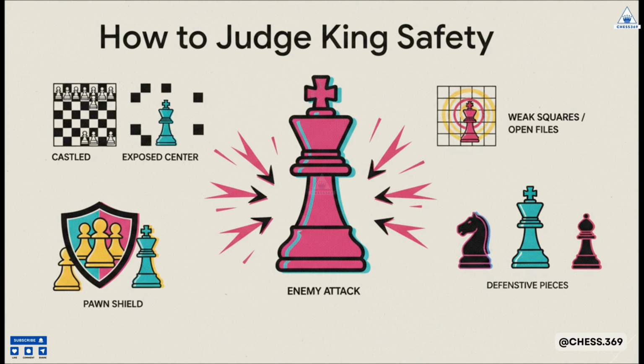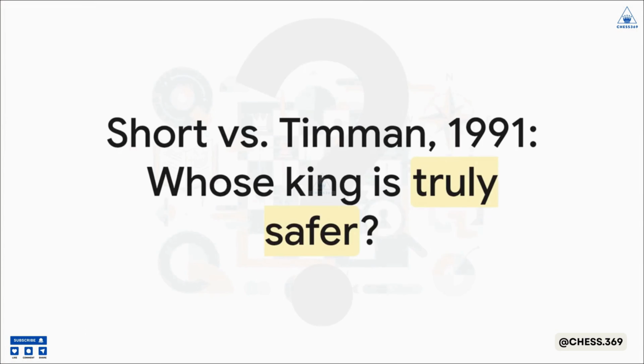If your king is the one in danger, you should be trying to trade pieces. If your opponent's king is the one in trouble, you want to keep as many of your attackers on the board as you possibly can. Let's look at an all-time classic example to see this in action.